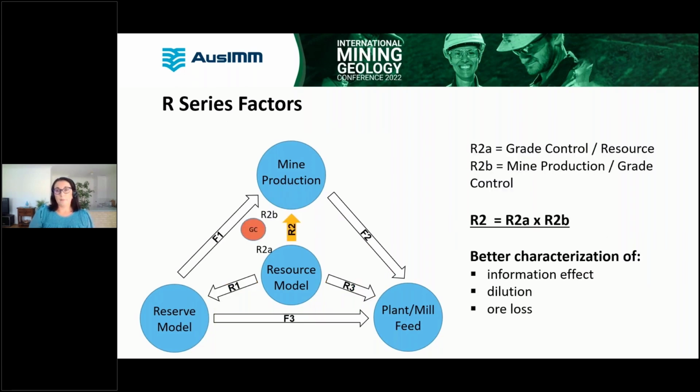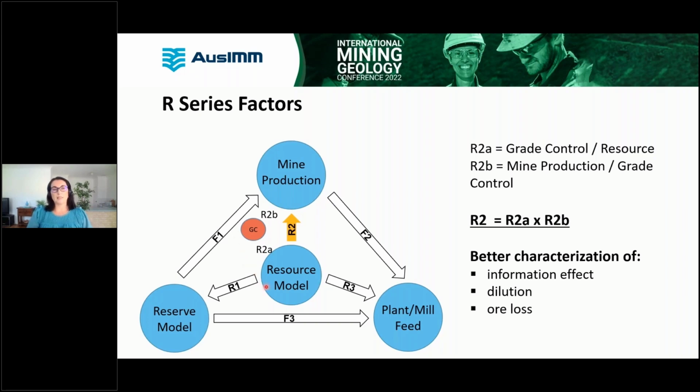Any of these factors can be further subdivided to offer additional operational insights. For example, I've broken down the R2 to include a grade control model here. And so that's now given me an R2A and an R2B. Using that same equation, we know that R2 equals R2A times R2B. But now I'm going to find out a little bit more about what's happening between the resource model and the grade control model, and between the grade control model and the mine production. And we will use this subdivision in the case study.